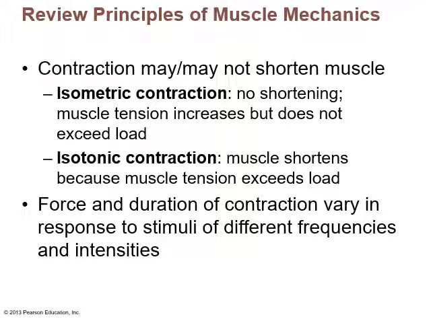Isotonic, now the load's light enough. The muscle can shorten because the muscle tension exceeds the resistance or the load placed upon it. The muscle will shorten and the load is lifted. Force and duration of contraction vary in response to stimuli of different frequencies and intensities, because remember, with muscles you can generate different intensities based on the number of muscle fibers that you recruit when you're performing an action. I can flail my arms around and not use many muscle fibers at all, or I could pick up a weight, or I could pick up a table, and I'd have to recruit more, so I get different intensities of muscle contraction.